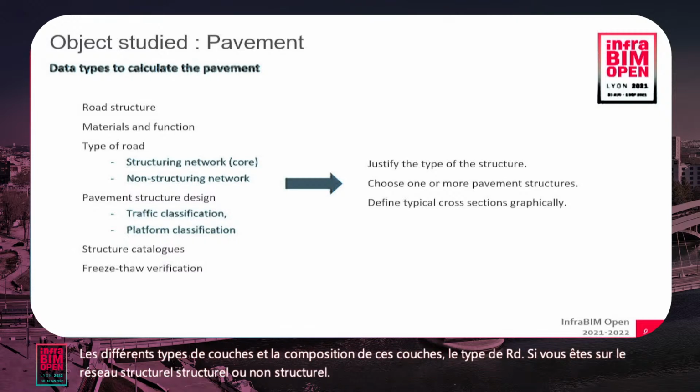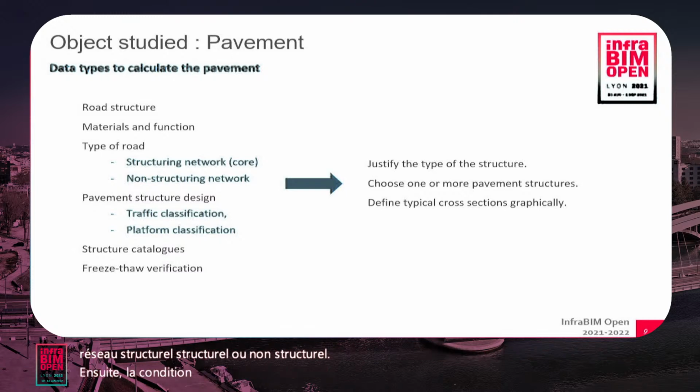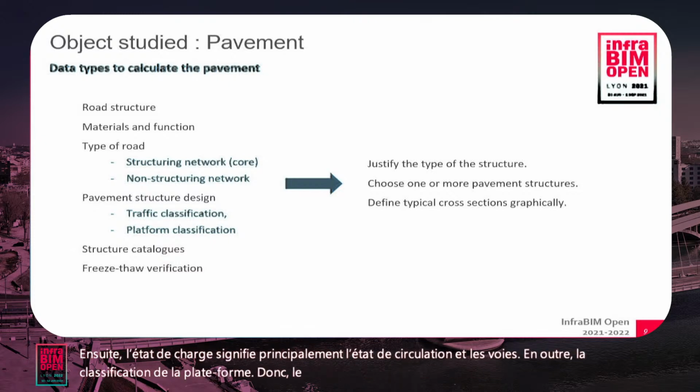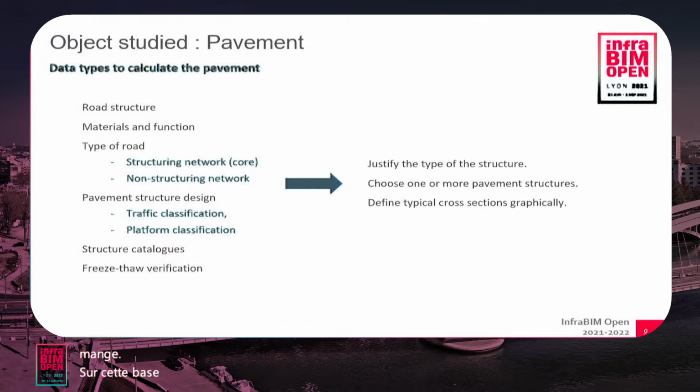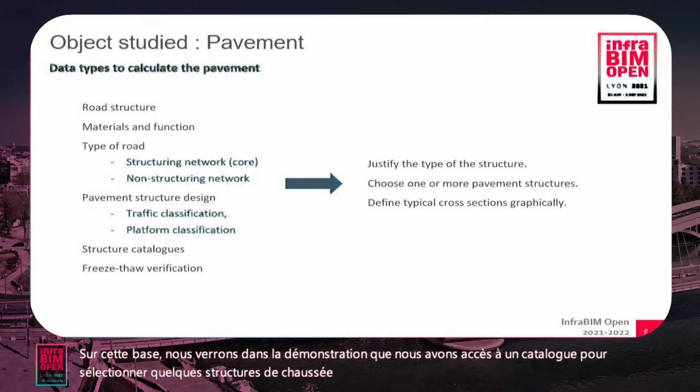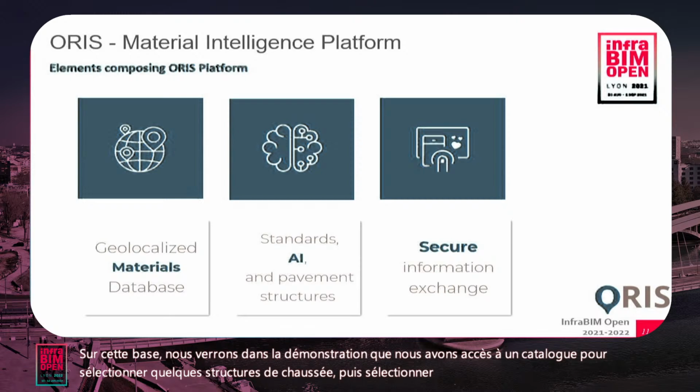Then the load condition, meaning mainly the traffic condition and the trucks, also the platform classification, so the soil in the area of your project, how it will perform, and a few climate information also around freeze and also the high heat. Based on that, we will see in the demonstration, we have access to a catalog to select a few pavement structures and then perform the analysis to compare these designs.